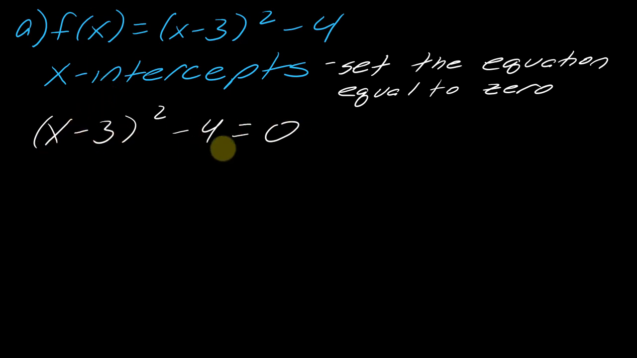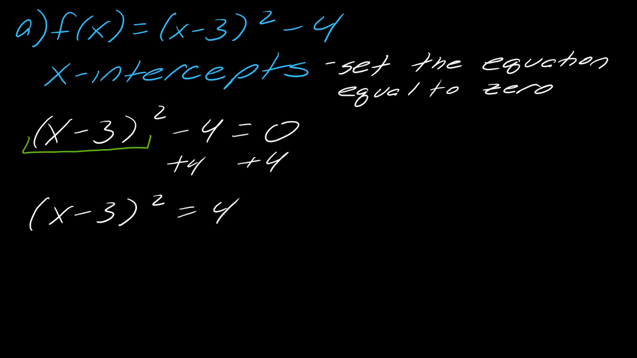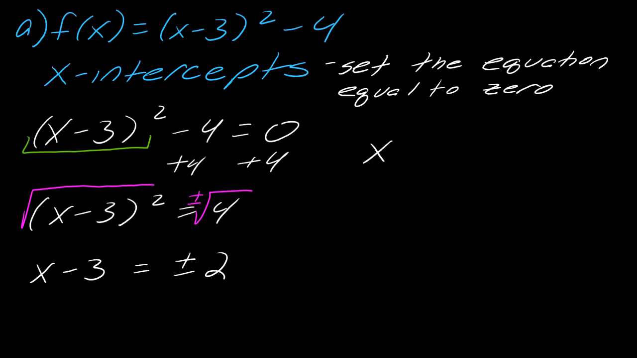Okay, so I want to use the square root property to solve this. What I have to do is isolate the thing that's being squared. To do that, the first thing I've got to do is add 4 to each side. So now I've got x minus 3 squared equals 4. Now I'm going to take the square root of each side, but part of the square root property is that I take plus or minus of this square root. So now I'm going to have x minus 3 equals plus or minus 2. Now I've got to break this into two cases: x minus 3 equals 2, and x minus 3 equals negative 2. So I have to solve these.